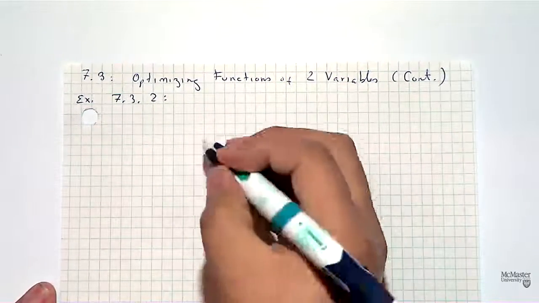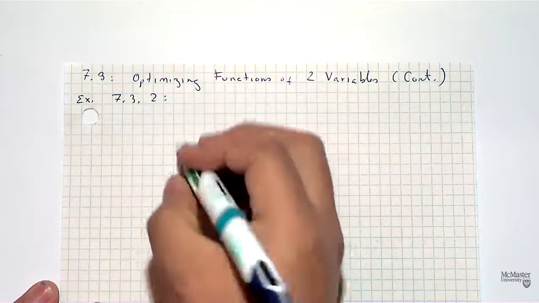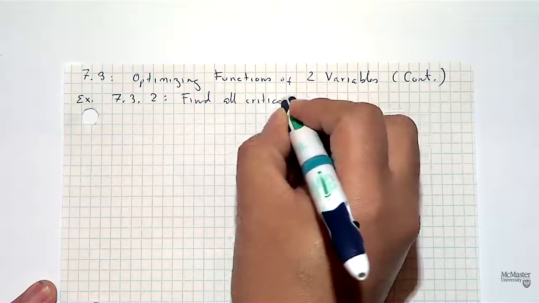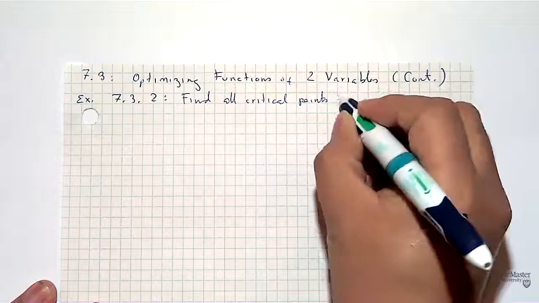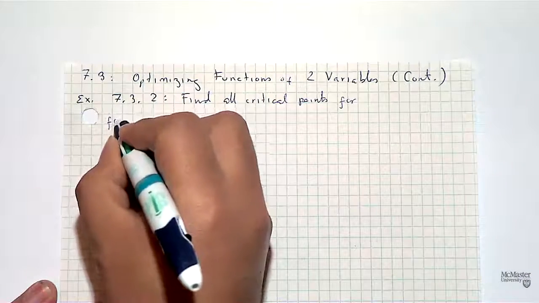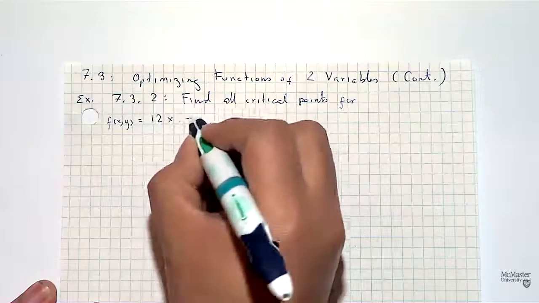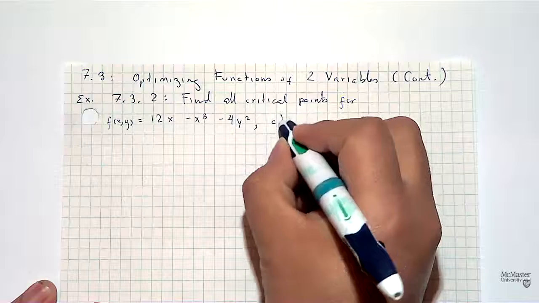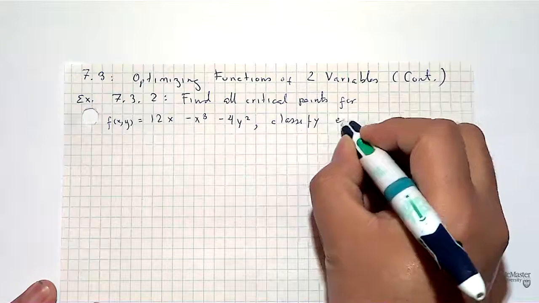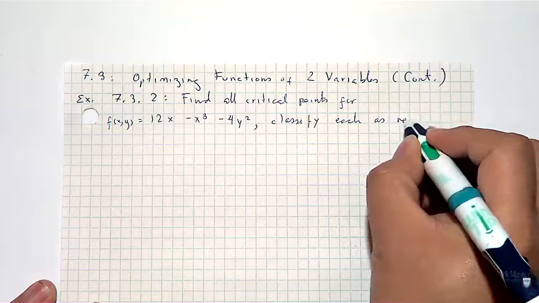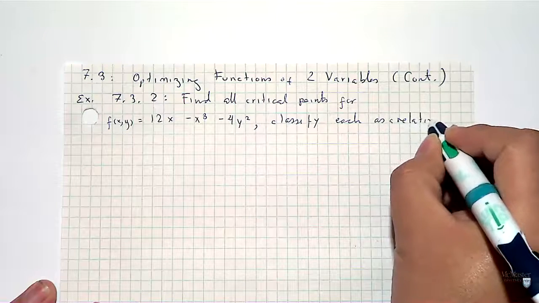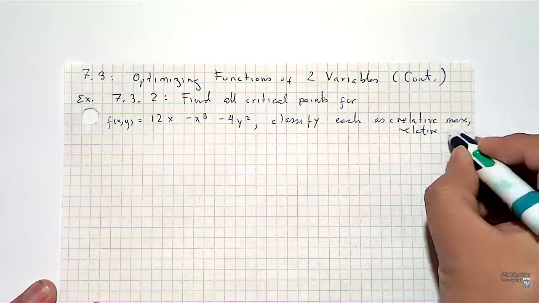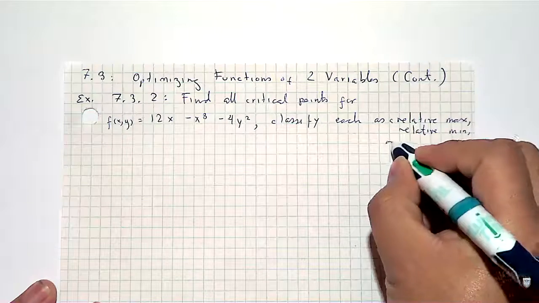So the next one is related to finding all the critical points for the function 12x minus x cubed minus 4y squared, and we have to classify each one of them as either a relative maximum, a relative minimum, or a saddle point.